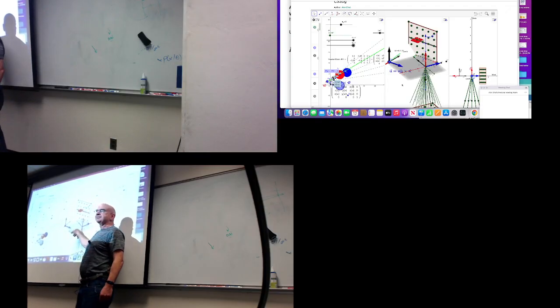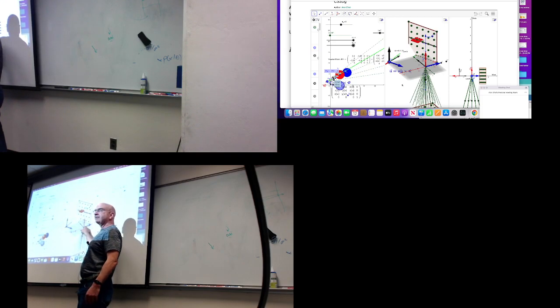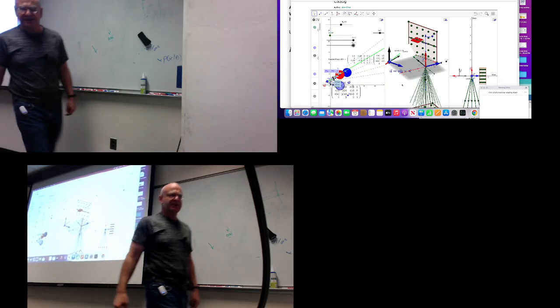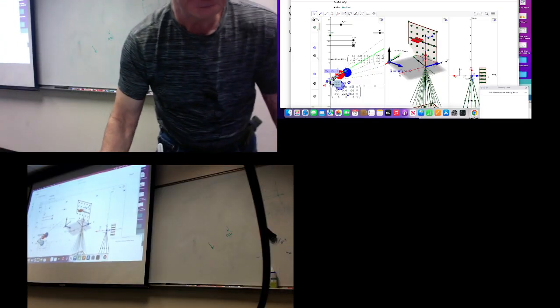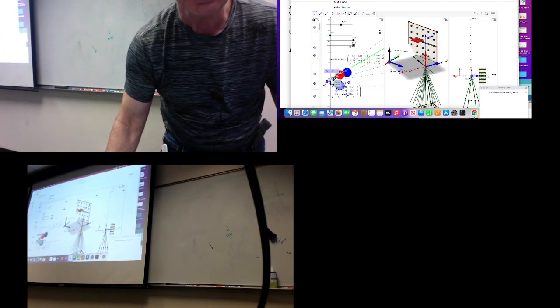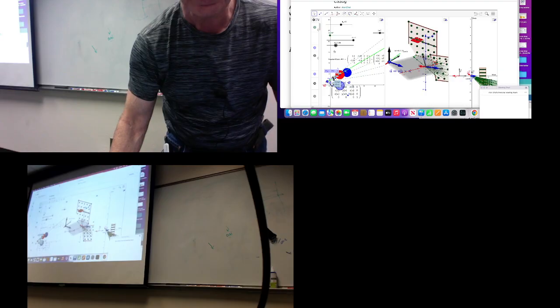The camera thinks that its right side is the positive X. So now U coincides with the positive X, and V coincides with the positive Y. So that's the result of this transformation.